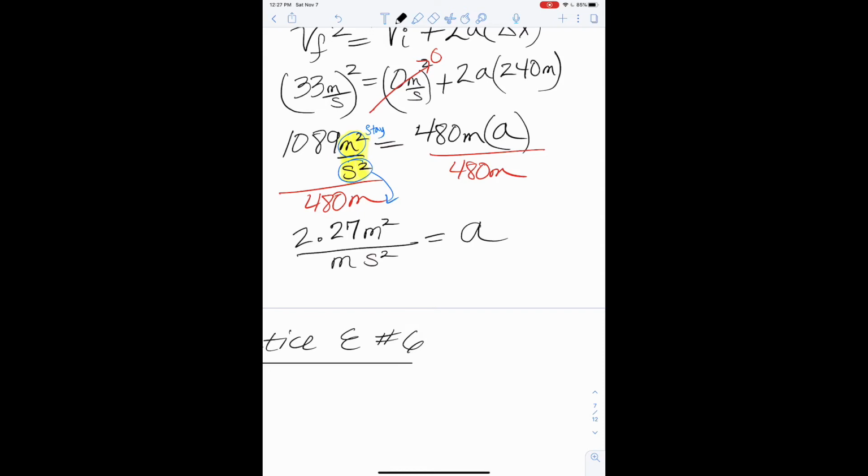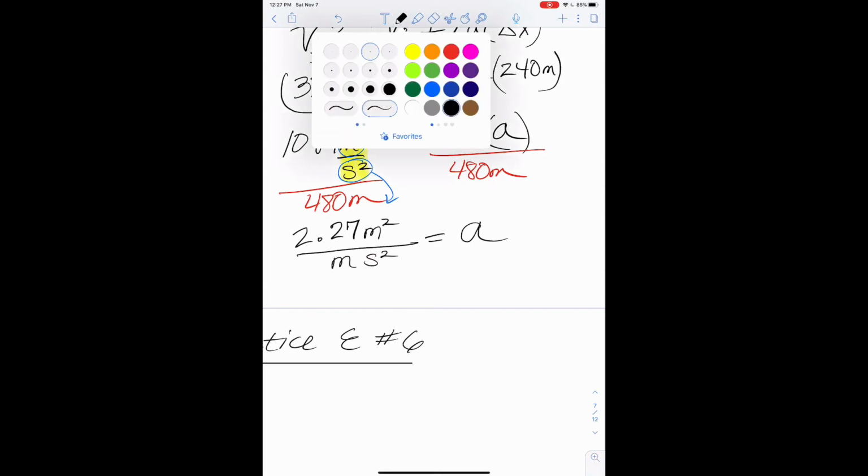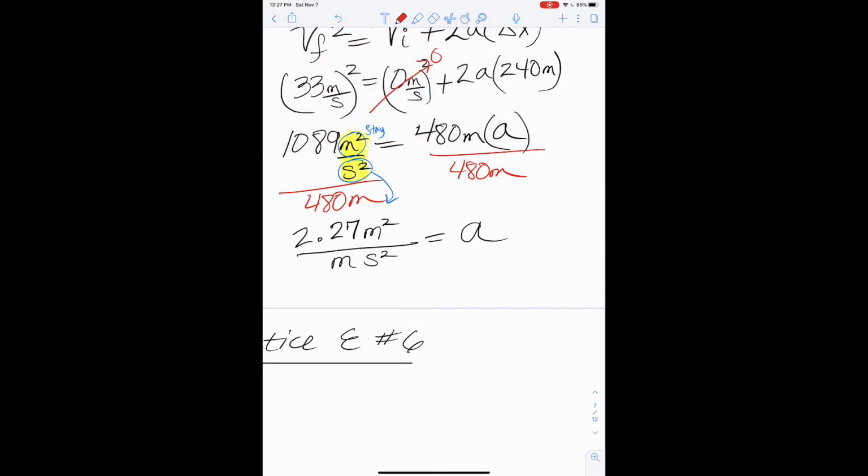Is all equal to the acceleration. So units should be meters per second squared. Let's see if they are. Cancel the square meters with one of the meters on the bottom, and you're left with meters per second squared, which is what we expect, right? So I'll just write it again just to clean it up a little bit. Acceleration is equal to 2.27 meters per second squared.